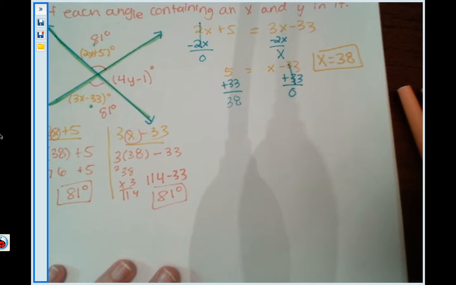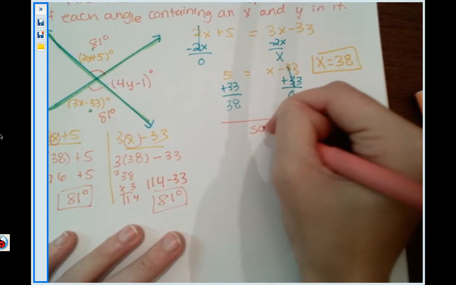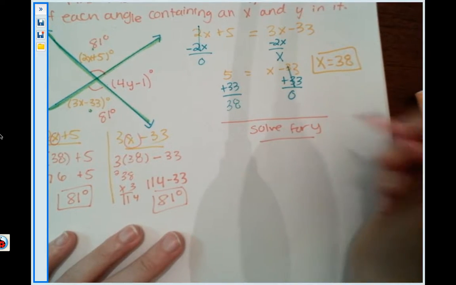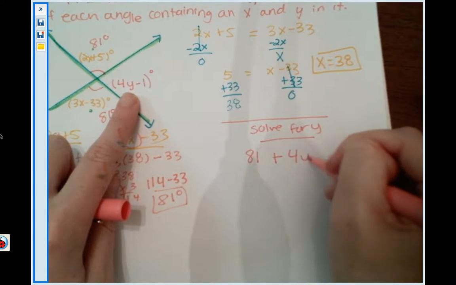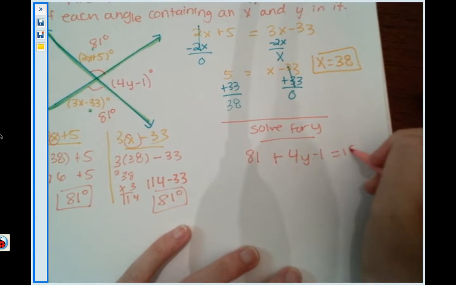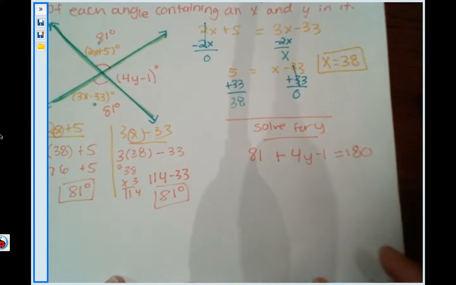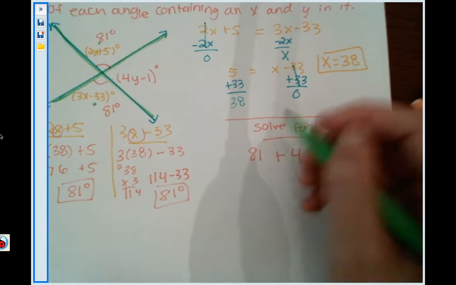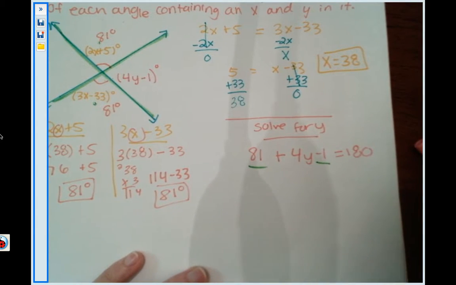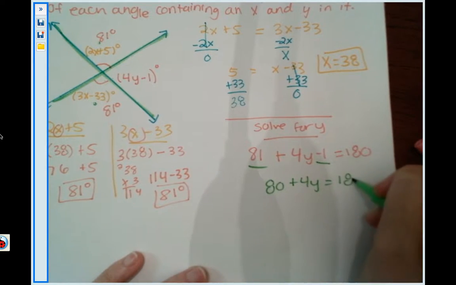So now let's solve for y. I'm going to have my 81 plus my 4y minus 1. When those bad boys get added together, they should equal 180. Let's see what happens. I'm going to combine my like terms first. My only like terms on this side are my 81 and my 1, which 81 minus 1 gives me 80. So 80 plus 4y equals 180.